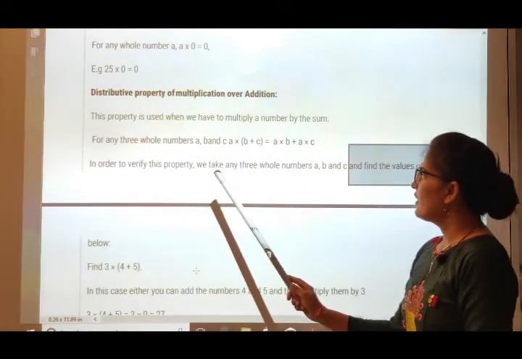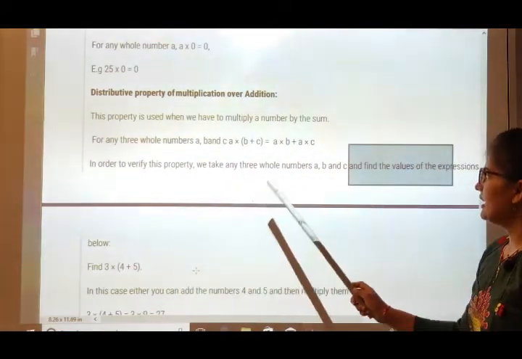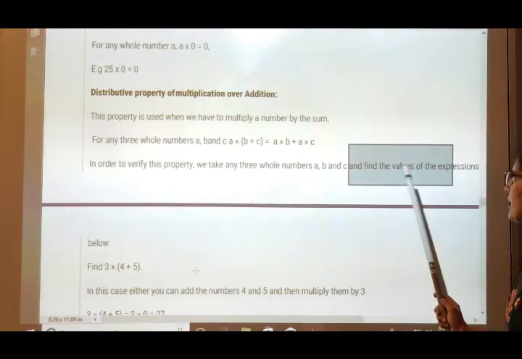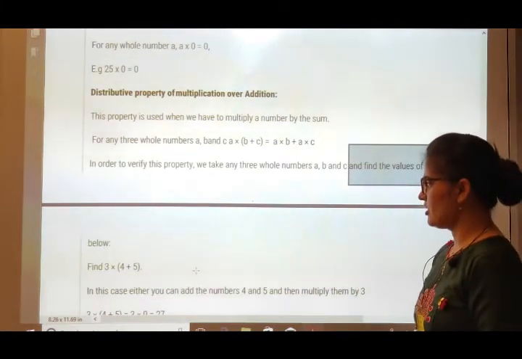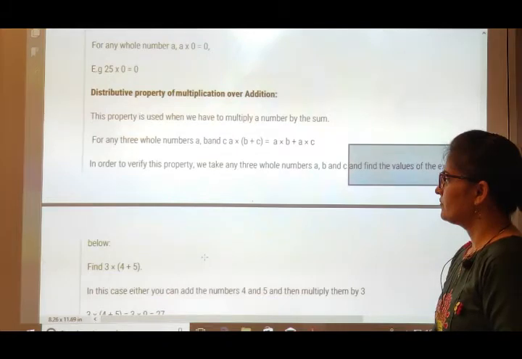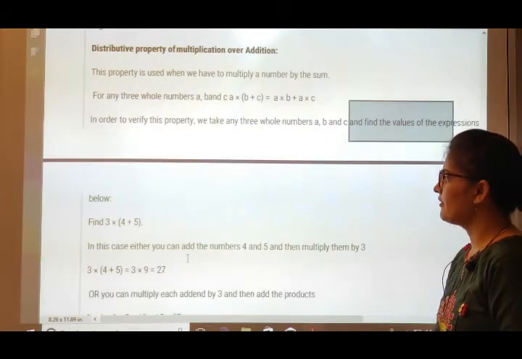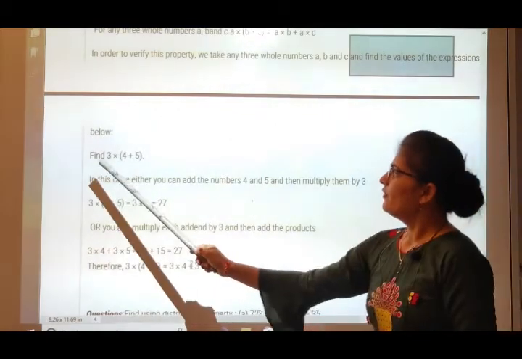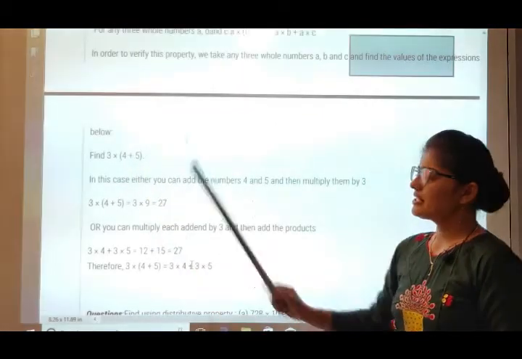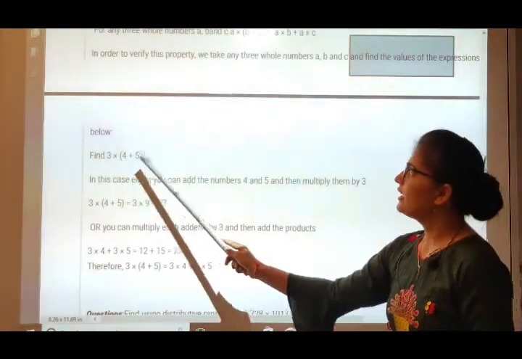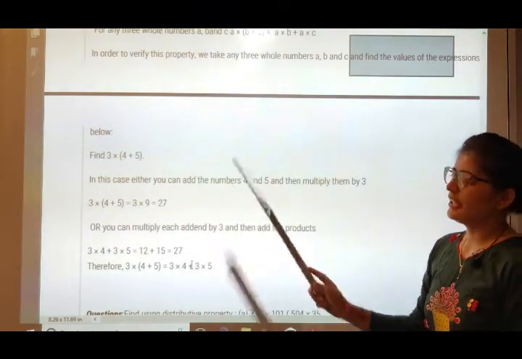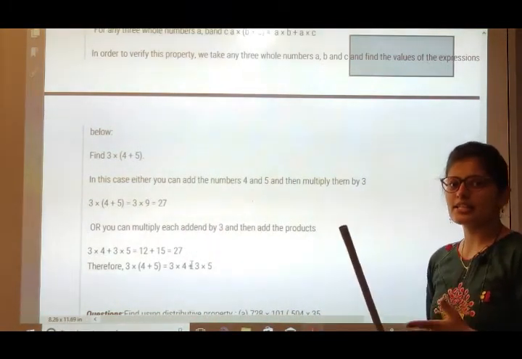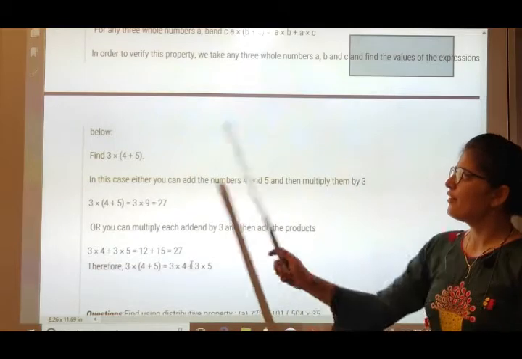In order to verify this property, we take any three whole numbers a, b and c and find out the value of the expression given below. Now here you can see one example is given. Find 3 multiplied by (4 plus 5). Here three different numbers are taken: a is taken as 3, b as 4 and c as 5.